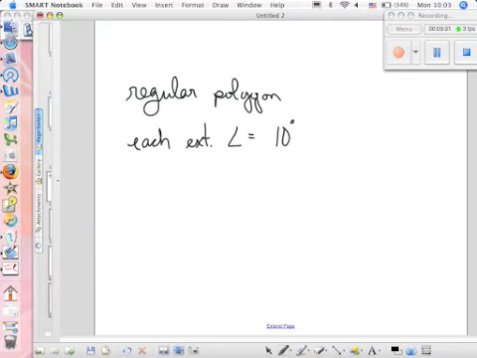You do 360 divided by each angle, and that tells me how many angles there are. So I would simply say 360 divided by 10. It is a 36-sided polygon. 36 sides times 10 degrees is 360 degrees.